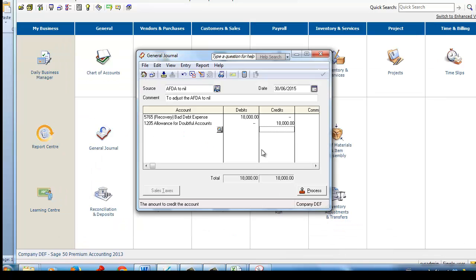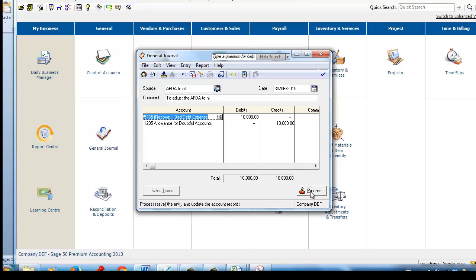To adjust the allowance for doubtful accounts from a debit of $18,000 to nil, we need to credit the account, and the difference is that we debit bad debt expense. So the entry is debit bad debt expense $18,000 and credit the allowance for doubtful accounts for $18,000.